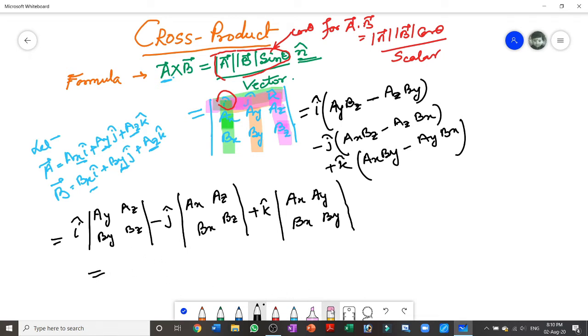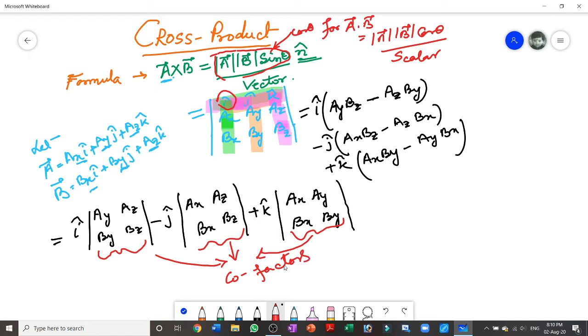Now these terms, this one as well as this one, they are all known as cofactors. They are all called cofactors. So this is the basic primary knowledge of cross product.